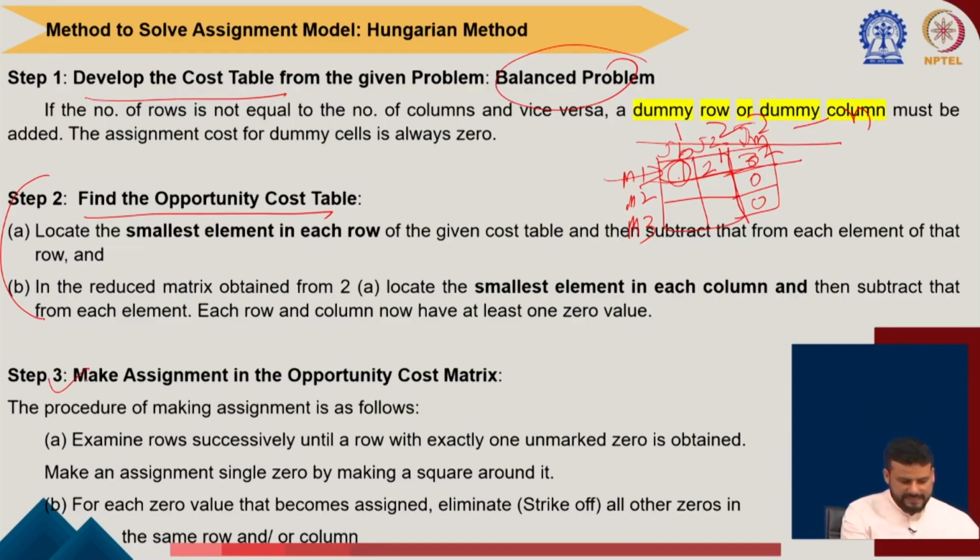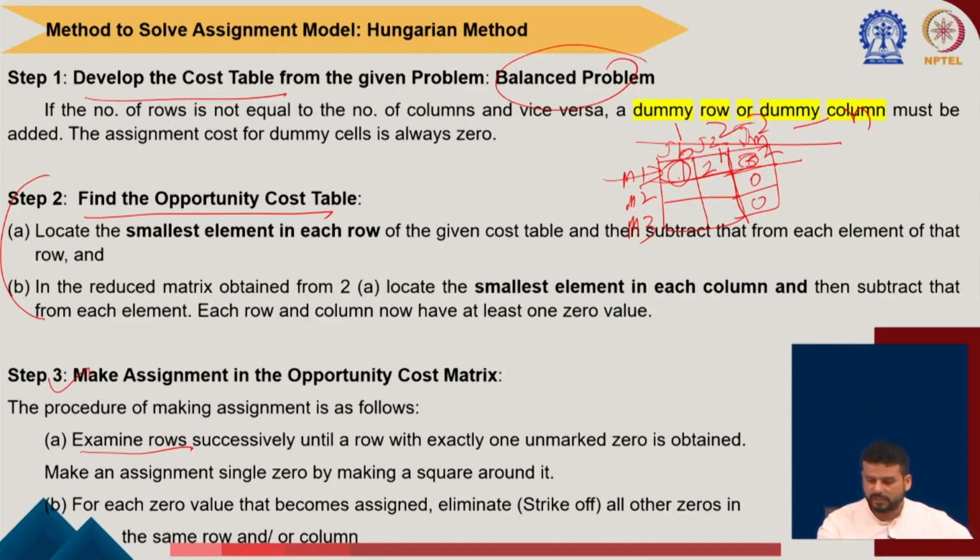Then the second thing is to make assignments in the opportunity cost matrix. So how will we do that? First we will examine the rows successively. We will take the first row and see whether there is only one 0. If there is more than one zero, you leave that row and go to the next one, right. If only one 0 is there, you will circle that 0 and assign that particular cell.